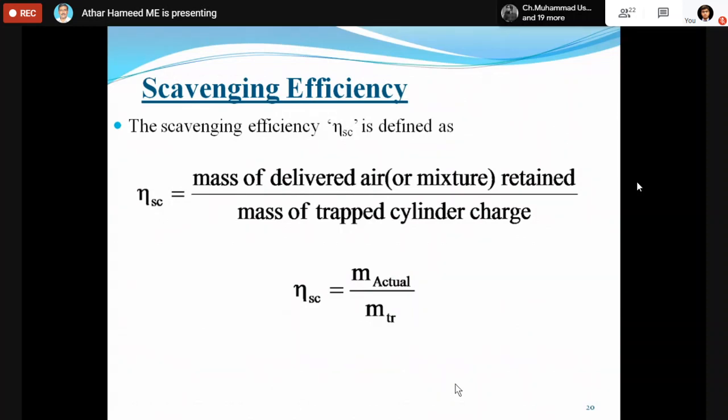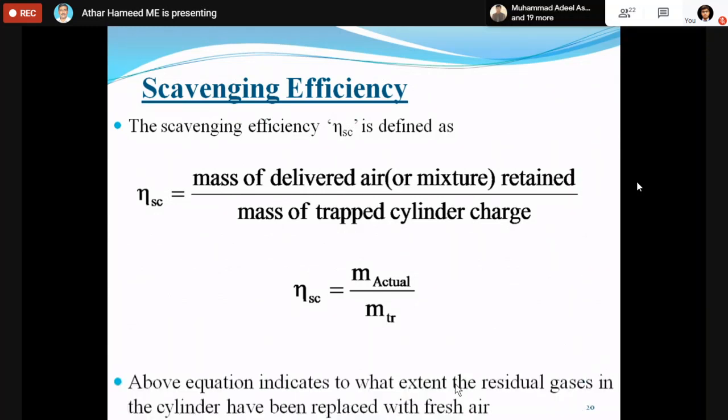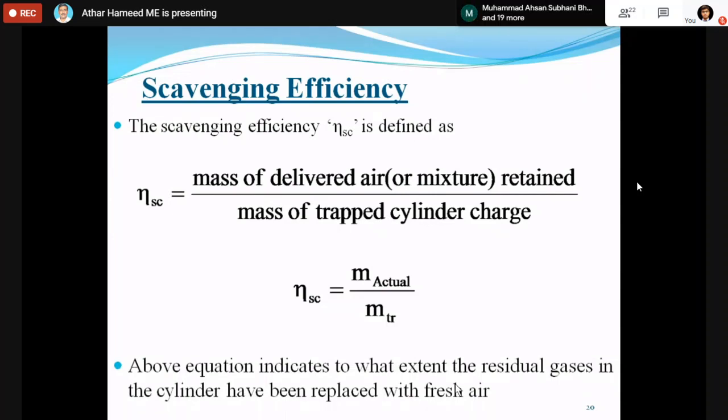That way you can know the difference between trapping efficiency, charging efficiency, and scavenging efficiency. Scavenging efficiency is actually about whatever is trapped and whatever we have actually inside it. It indicates to what extent residual gases in the cylinder have been replaced with fresh air. This is the purpose of scavenging, to replace the residual gases with fresh air. So this is the scavenging efficiency.